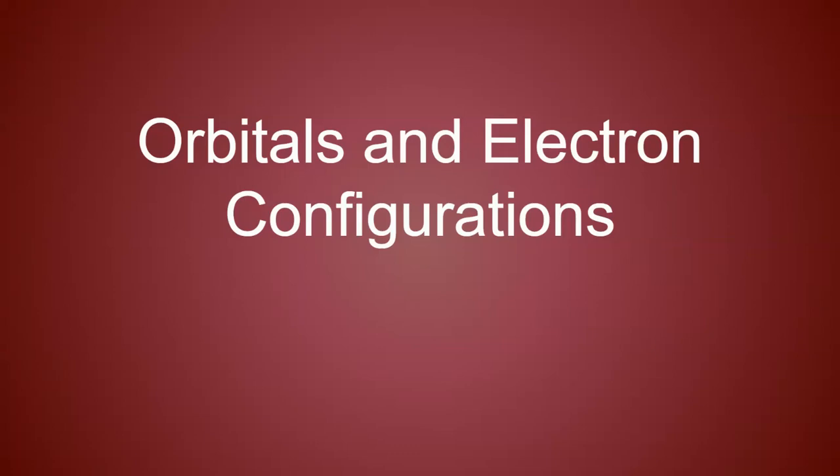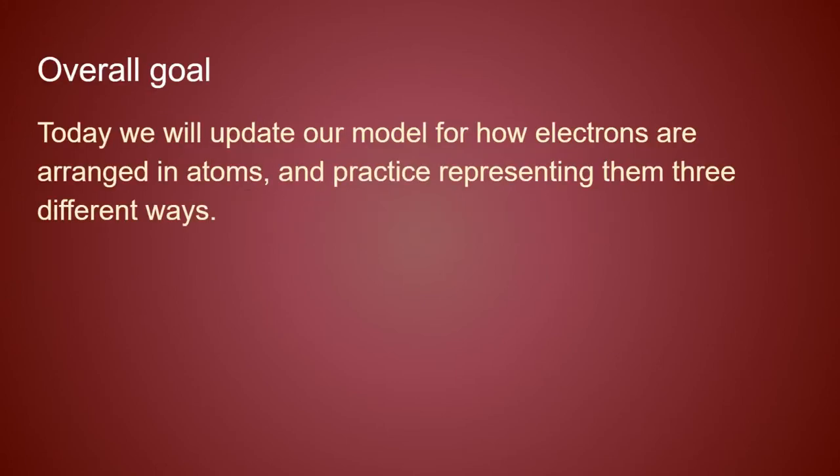All right, this is our introduction to the lesson on orbitals and electron configurations, and I'm going to try to go kind of quickly through this. If it's too fast, you can always pause, stop, back up, replay. So our overall goal, we're going to update our model for how electrons are arranged in atoms, and we're going to practice representing them three different ways.